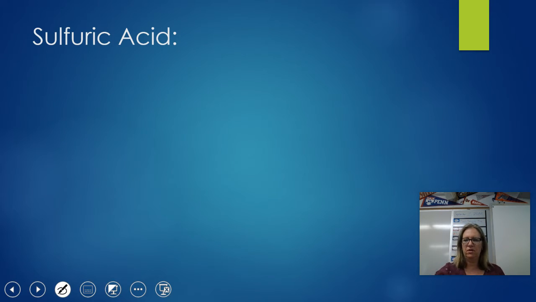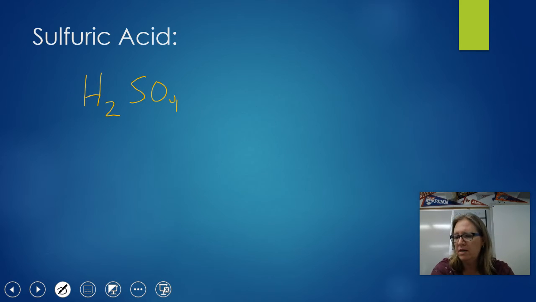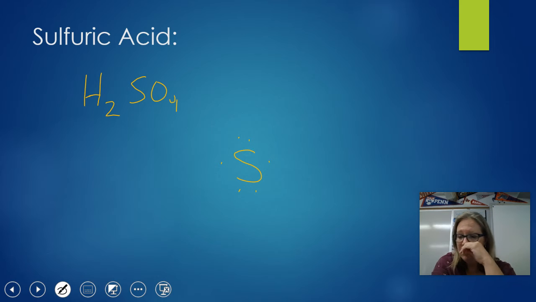All right, let's talk about sulfuric acid. Sulfuric acid is this right here, H2SO4. Okay, so that means there's 2 hydrogen, 1 sulfur, and 4 oxygen. If you look on the periodic table, you'll see that sulfur has the same number of valence electrons as oxygen does. So we're going to put sulfur in the middle here with its 6 valence electrons. And I'm going to draw them like this: 1, 2, 3, 4, 5, 6. Okay, so it needs just a couple more.